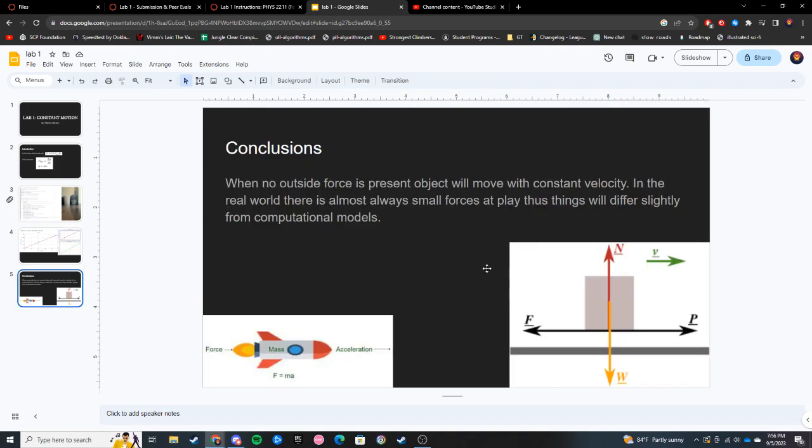With no outside forces acting on an object, it should move in constant velocity. This makes sense when we look at our equations. There's nothing weird going on. It should just happen as it does.